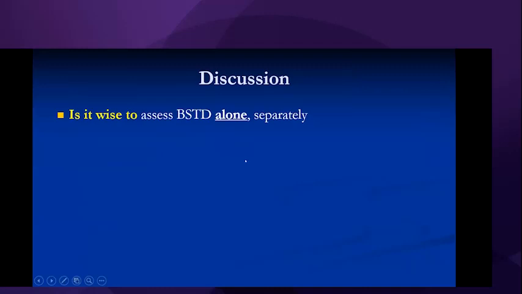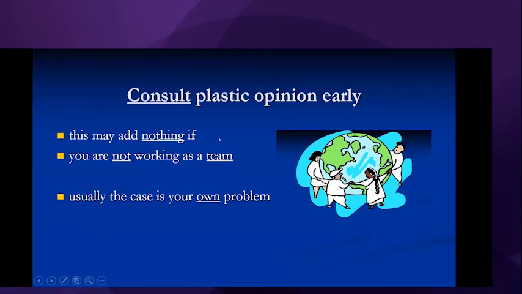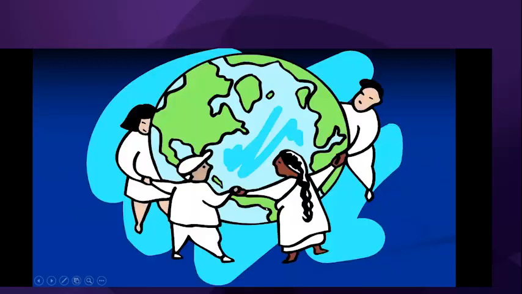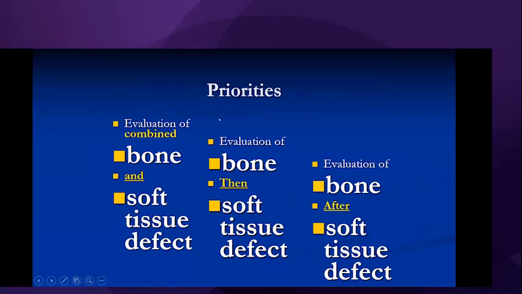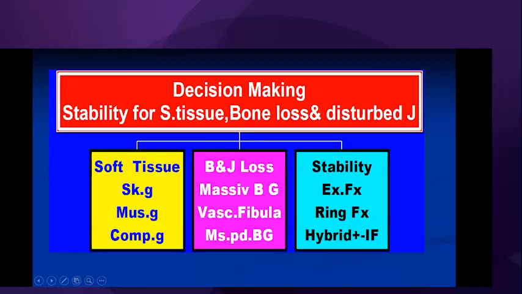We couldn't do this if we had to stay one or two days to wait for him. So the consultation of plastic opinion is nothing to be added if we are not working as a team, and it is the case in many instances. So there is a time lag for soft tissue reconstruction, and it is more of a problem if we find that we will do the bone first, or the soft tissue defect, or the soft tissue defect and then the bone, or the combined one, soft tissue in one session, which is so difficult.